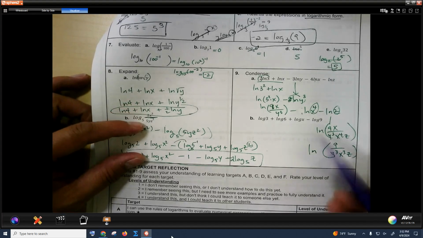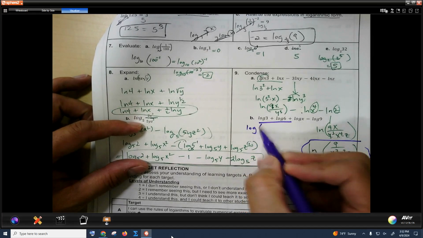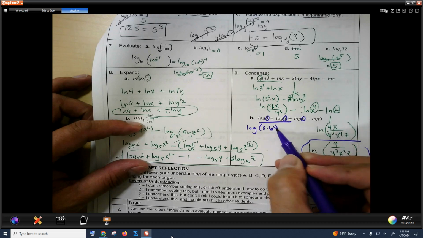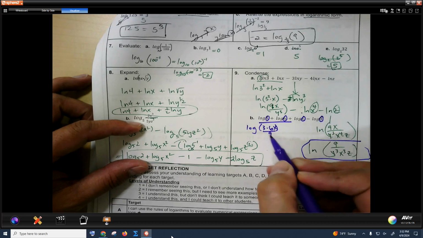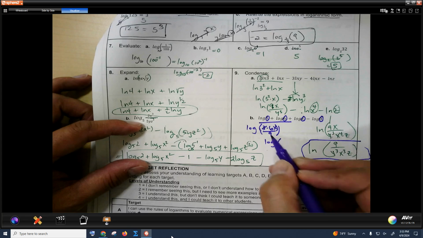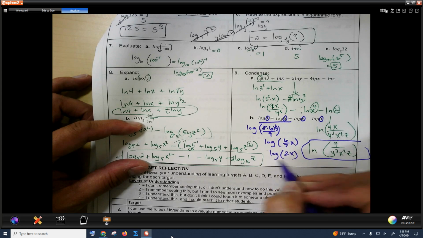Okay, let's condense this one. Let's do these two. That's going to be a log of 3 times 6. These are going to be multiplied times x. And then this is just going to be at the bottom. And then you can clean this up. 3 goes into 9 3 times. And then 3 goes into 6 2 times. So it cleans up all the way to log 2x.